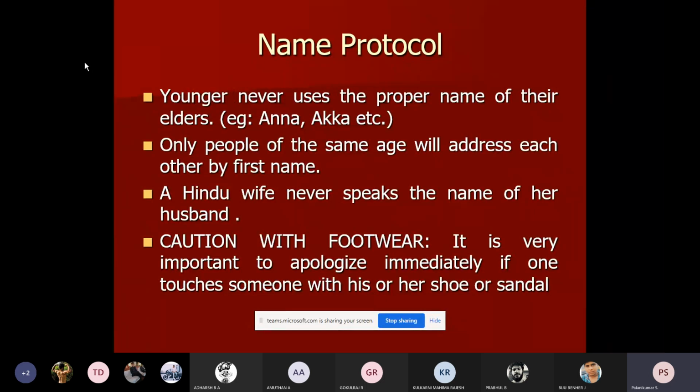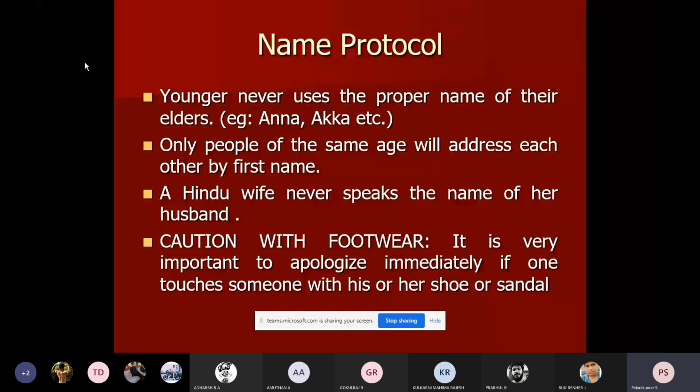But in our culture, a name itself has a protocol. Younger people never use the proper name of their elders. They usually call them Anna, Akka. Only people of the same age will address each other by first name.